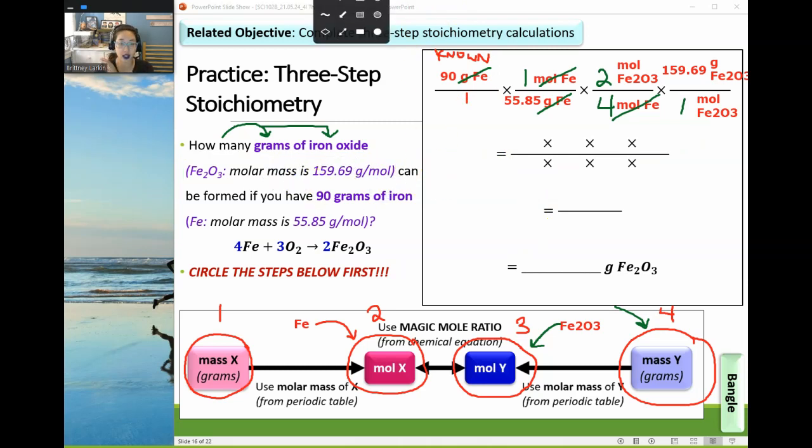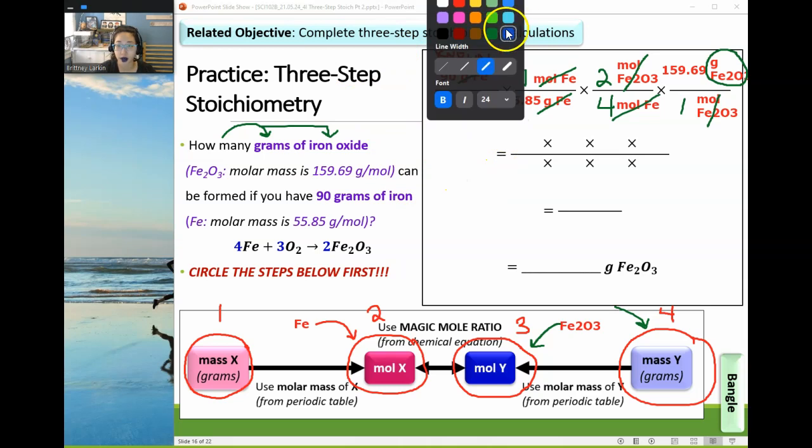Let me go ahead and talk about units here. So again, we got rid of moles of iron oxide. I am now at grams of iron oxide. So think to yourself, is that what I should be solving for based on the question that says how many? Yeah, absolutely. That's exactly what I'm supposed to be solving for. So let's go ahead and fill these in.